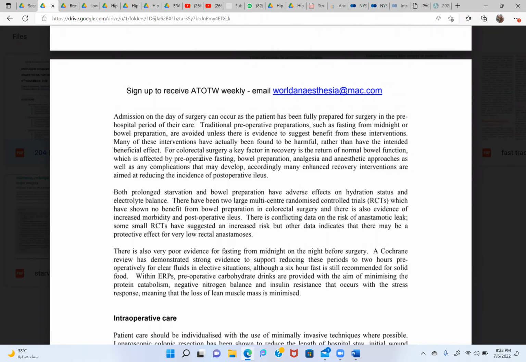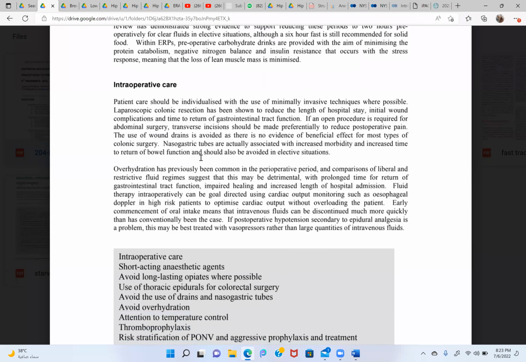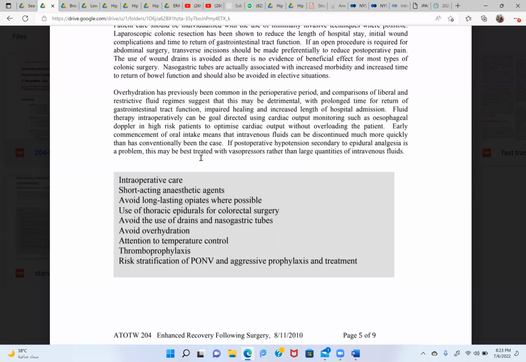Intraoperatively, as I told, they will try to avoid drains and avoid putting Foley's. They will try to use medications which have less metabolism. They will have very good pain relief, multimodal analgesia, and the concept of preemptive analgesia. So that is the concept.